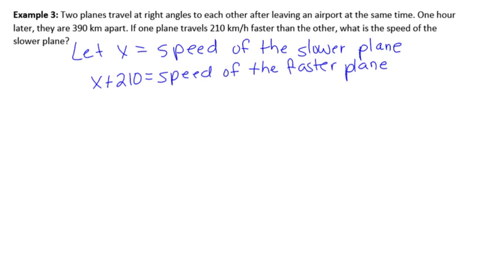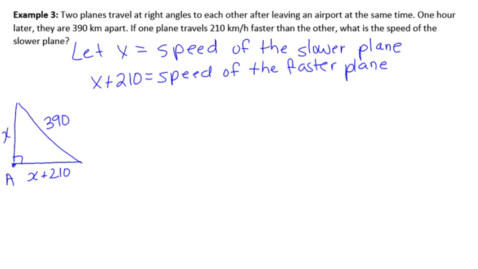So as a diagram, just so that it makes a little more sense, I'm going to draw that out. Say there's an airport here, A. The question said they left at a right angle, which means at 90 degrees they took off in different directions from the airport. One's traveling at x speed, one's traveling at x plus 210, and an hour later their distance apart is 390 kilometers. Since it said 1 hour later, the distance apart is 390, which is the same for our speeds in terms of 1 hour.